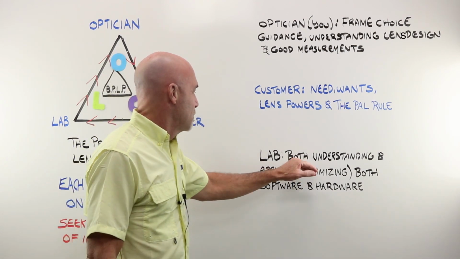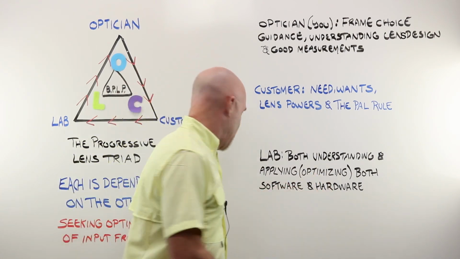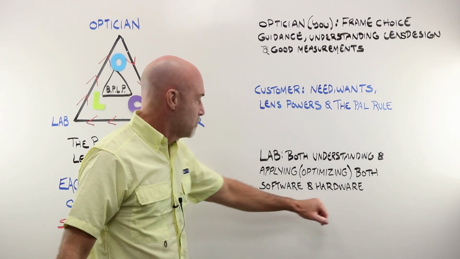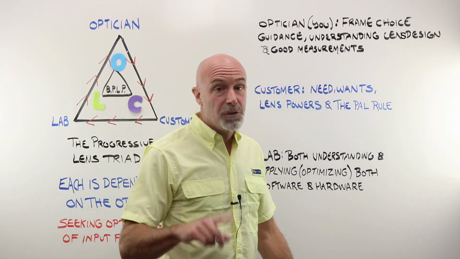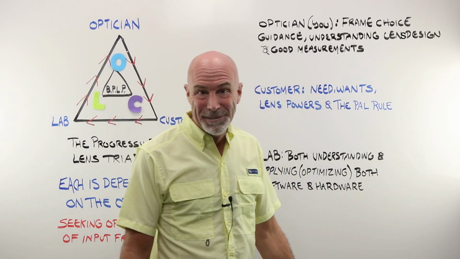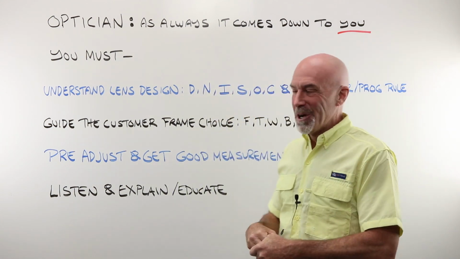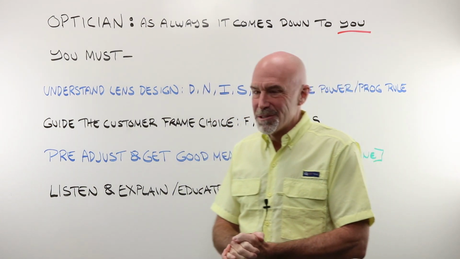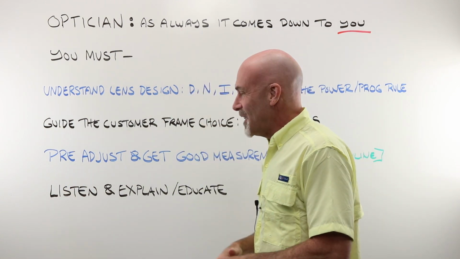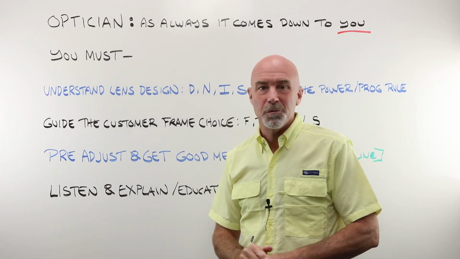The lab, you're looking for a lab that both understands and applies optimizing both the software and the hardware that's being used to design that lens. Let's talk a little bit about you. What is the best progressive lens out on the market? Well, this isn't going to surprise you because this always ends up being the answer to everything. As the optician, as always, it comes down to you.